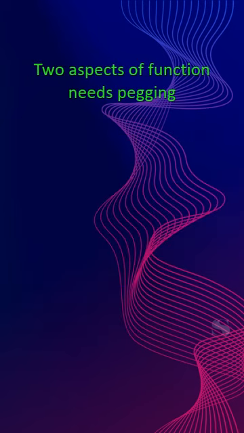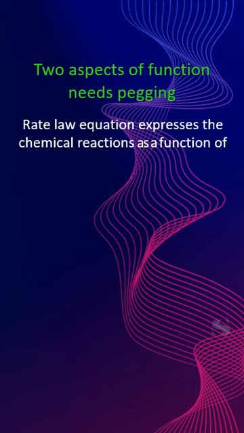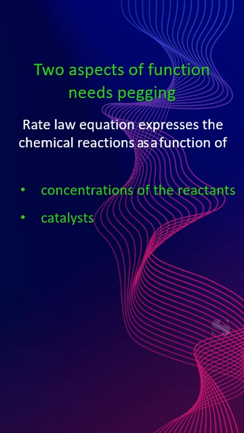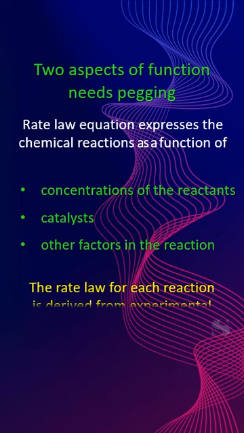The rate of chemical reactions is mathematically expressed using the rate law equation. The rate law expresses the rate of a chemical reaction as a function of the concentrations of the reactants, catalysts, and other factors involved in the reaction. The rate law for each reaction is derived from experimental observations, usually by measuring the reaction rate at various concentrations of the reactants and other factors.